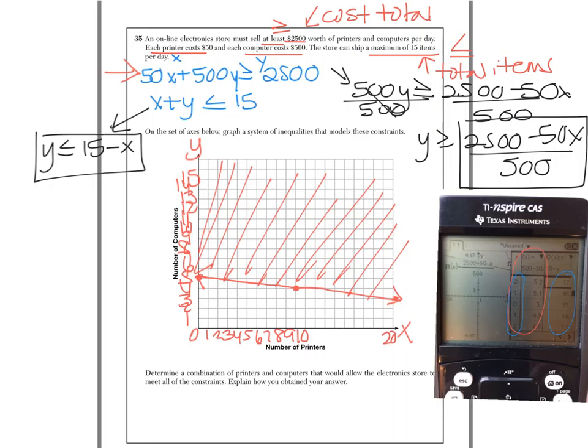As for the second line, the first point I'm going to graph is 0, 15. I'll go with 3, 12.